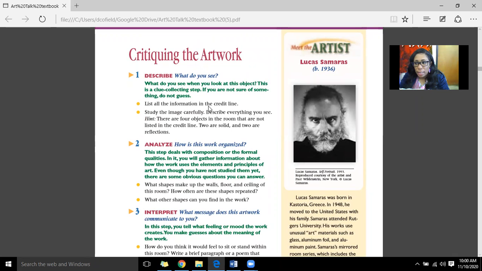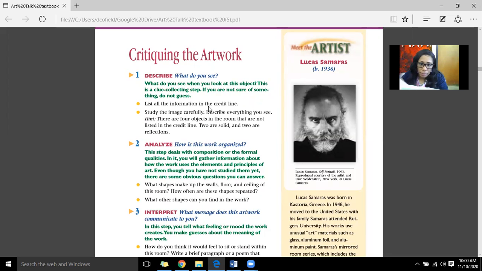They want us to study this image carefully and say everything that we see. We see there's two solid reflections there. And they're solid, and we see him looking right back at us. So that's what they want us to see for this particular thing. It says there are four objects in the room not listed in the credit line. These are solid, two are reflections. So with this work, we see that it is a self-portrait, and we're looking right at the viewer. All right. Then we want to ask, how is this work organized?